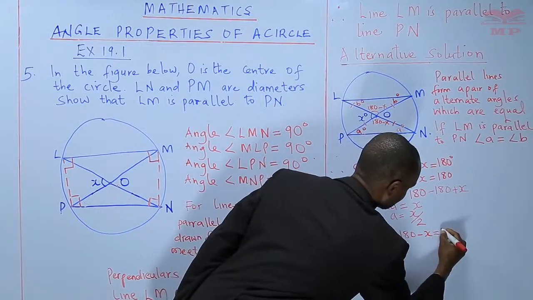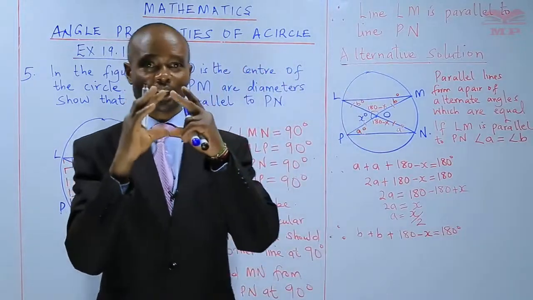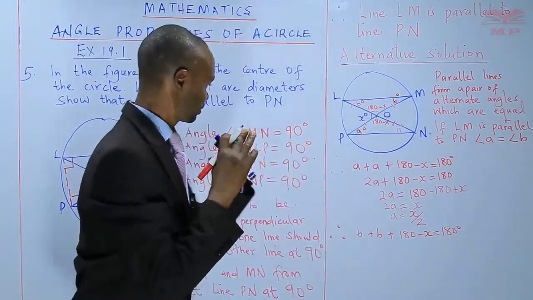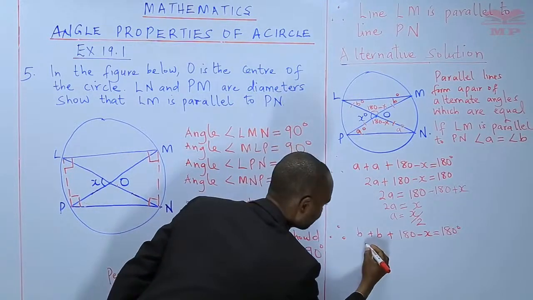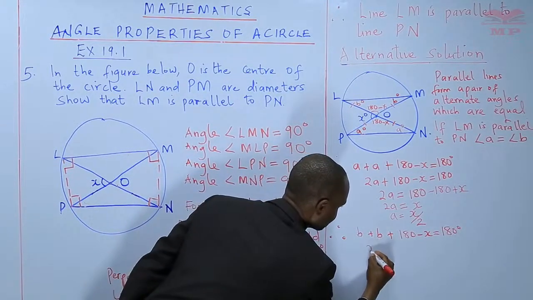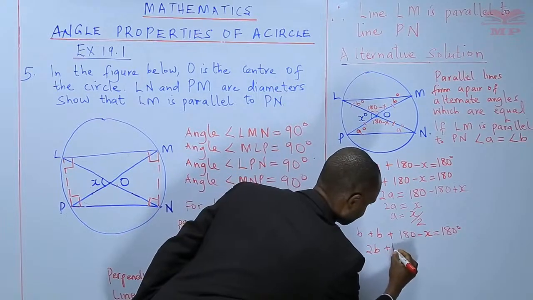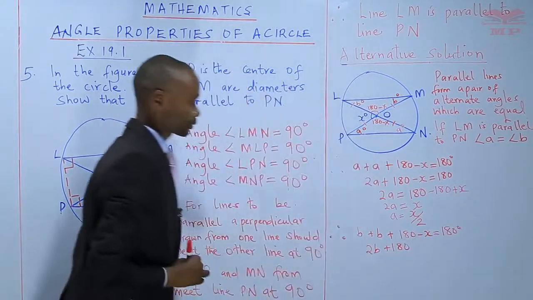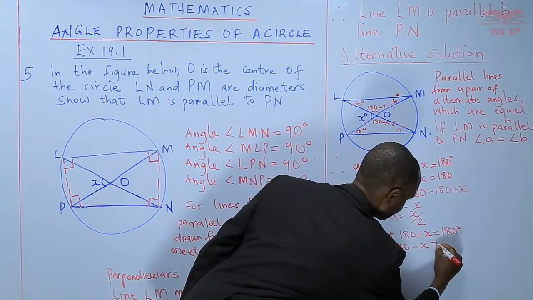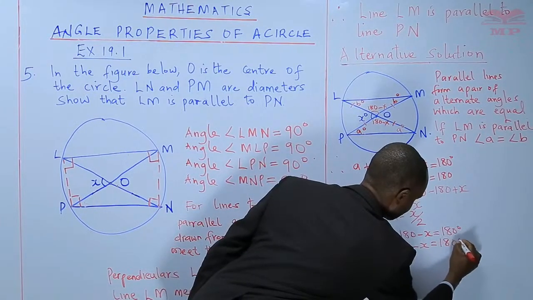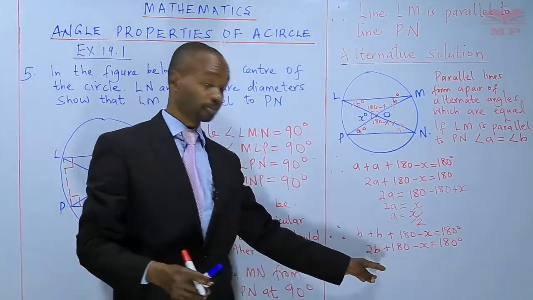It will give us 180 degrees, because those are 3 angles in a triangle. So let's move ahead with the equation. B plus B, 2b plus 180 minus x should give us 180 degrees. So I'm interested in B.